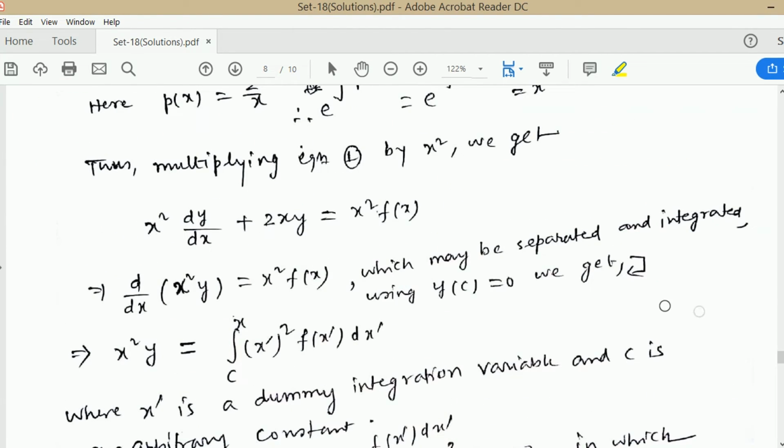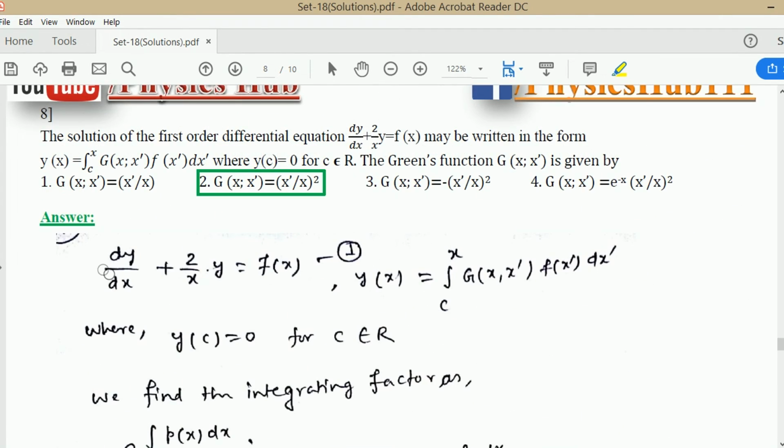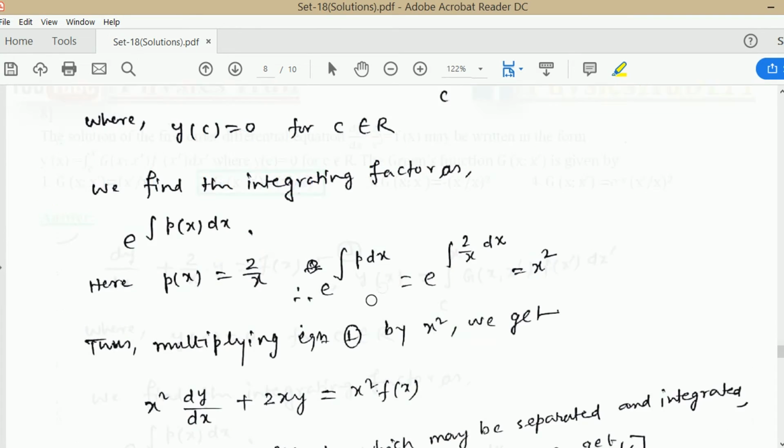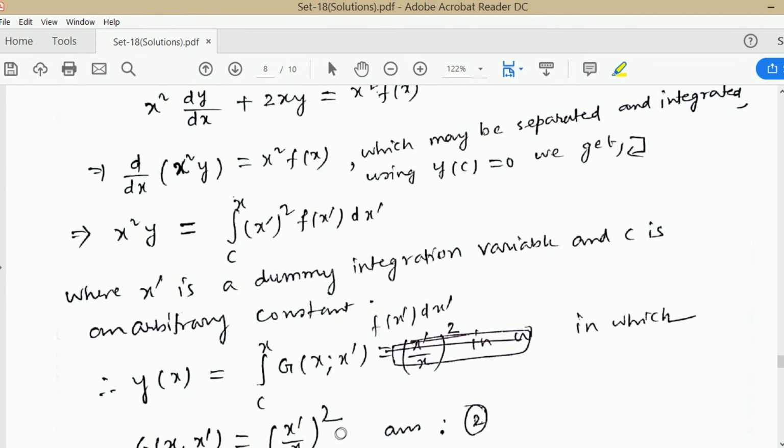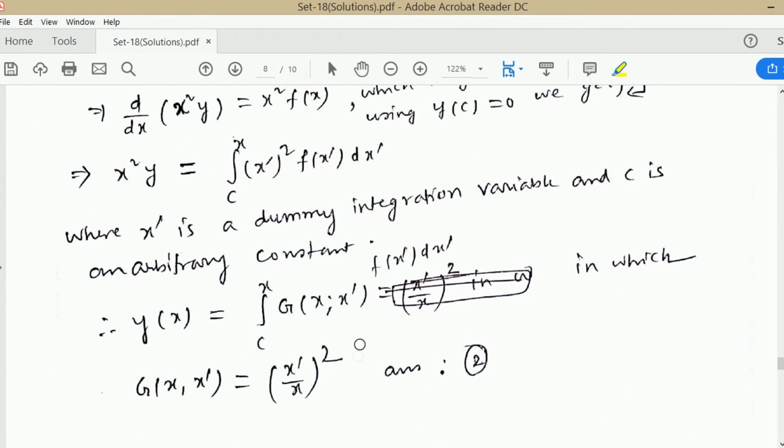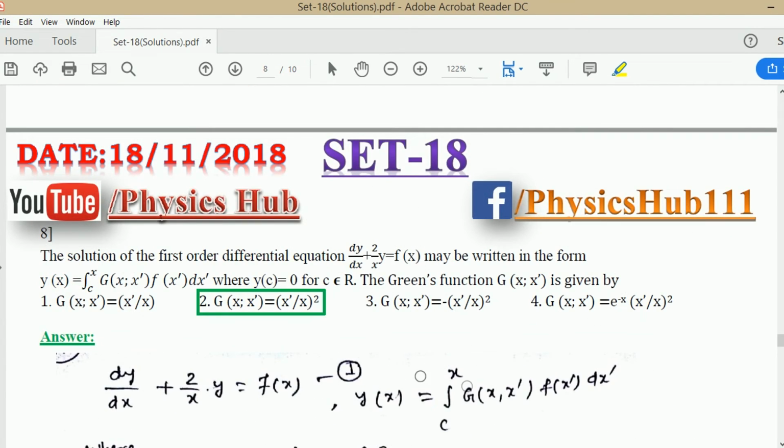Using this boundary condition and taking integration on both sides, we get x square y equals the integral from c to x of x prime square f of x prime dx prime. Now we have to compare it with this y of x. So y of x equals the integral of x prime by x whole square times f of x prime dx prime. So G of x, x prime is x prime by x into whole square. So it is matching with option 2.